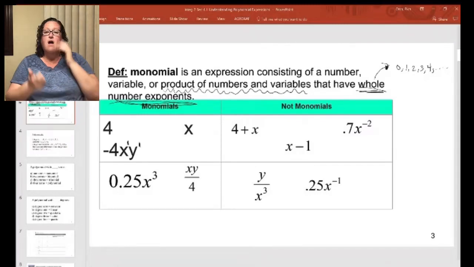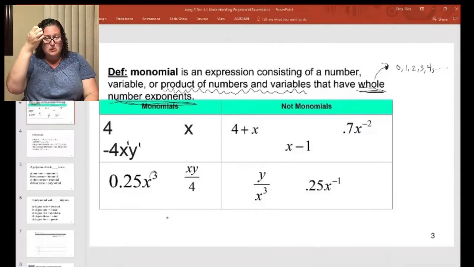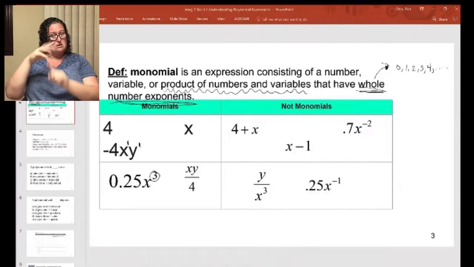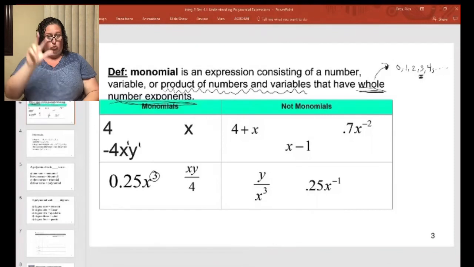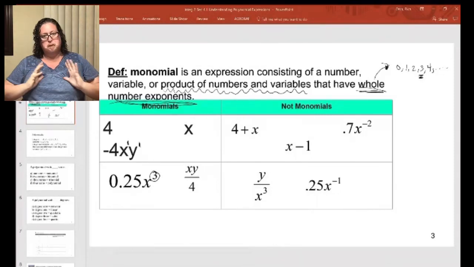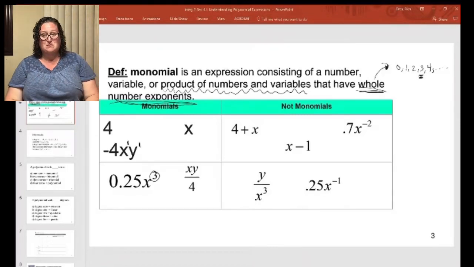A few more examples of monomials would be 0.25x to the third. We have the 0.25, which is a number, and we have x to the third. Notice how the exponent is a positive whole number. Remember how we talked about that at the beginning? 3 is a positive whole number, which is completely okay. The 0.25 is a number. Let's look at the next one.